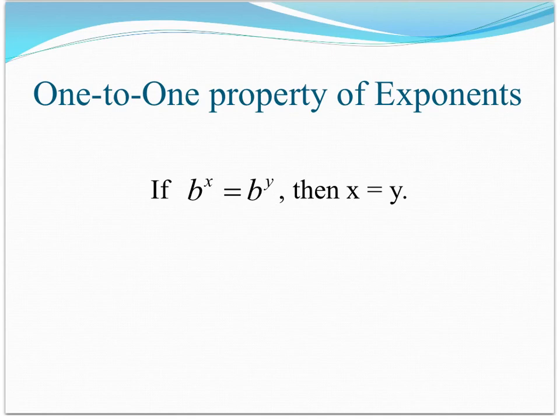So let's do a quick example. If we had 4 squared is equal to 4 to the y, then we know that in order for these to be equal to each other, y has got to equal 2. That's basically what this property is telling us. Now let's do a couple of examples here.